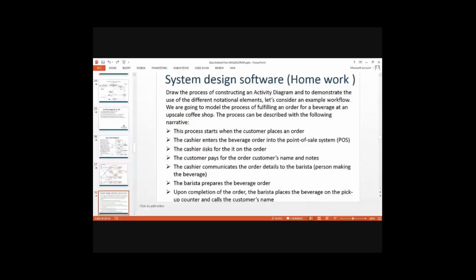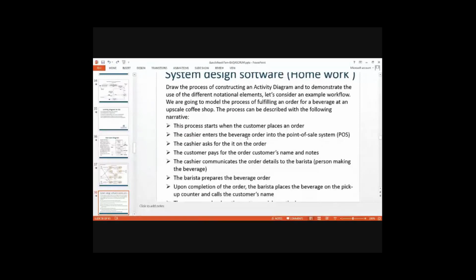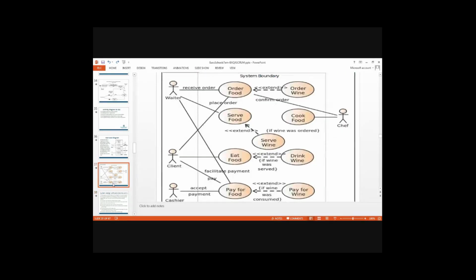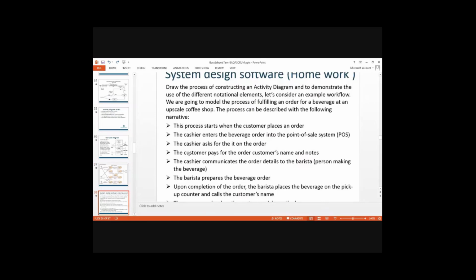So we want to build an activity diagram and a use case diagram. That's what I want as an output from you. So a process starts whenever a customer places an order, and the cashier enters the beverage order into the system. This is very, very similar to here, but use your own imagination and try to build this use case. It hardly takes an hour, but then I'll get to know how much you learned, how much you got of whatever I'm teaching you.